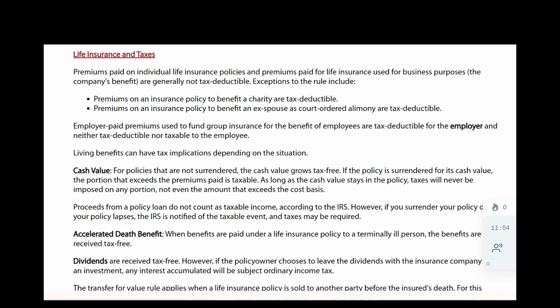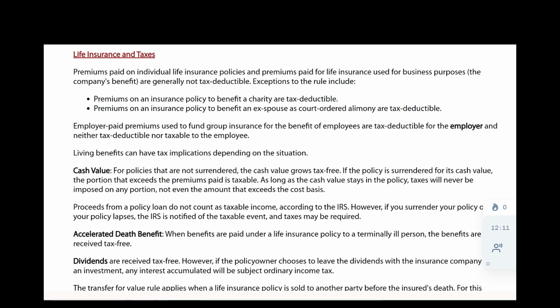Living benefits can have tax implications depending on the situation. For policies that are not surrendered, the cash value grows tax-free. If the policy is surrendered for its cash value, the portion that exceeds the premiums paid is taxable. As long as the cash value stays in the policy, taxes will never be imposed on any portion, not even the amount that exceeds the cost basis.